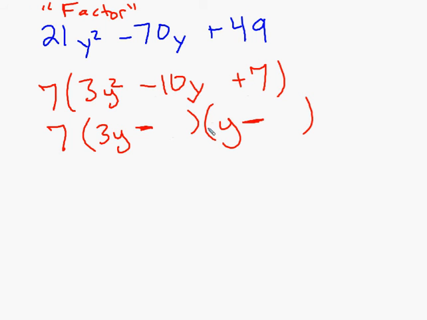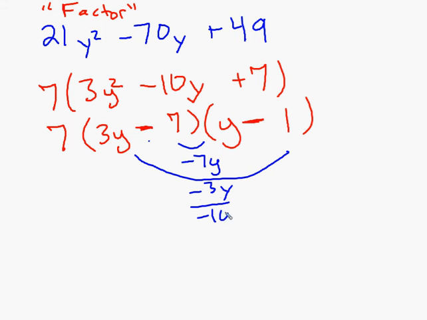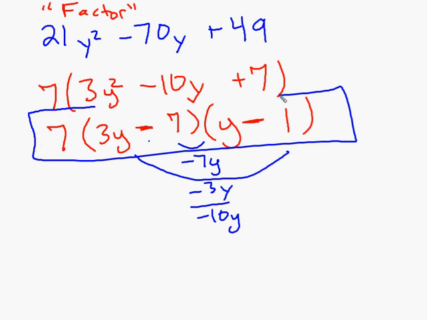And put the 7 on first and then 1 on the next. Trey says like that. All right, let's check it. Negative 7y and negative 3y combine and give me negative 10y. Raise your hand if you understand how he got that. Okay, good. All right, put away your notes.